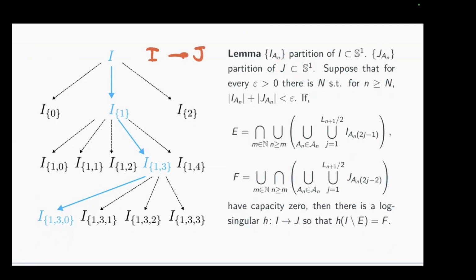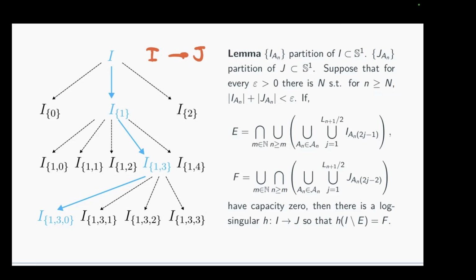And the conditions that are needed are the following. So suppose that the length of the intervals decrease, and this will be needed in the proof when we prove that the maps that we will get are continuous. If this set and this set both have capacity 0, then we can find a log singular homeomorphism so that the image of the complement of the first one is the second one. And since this formula is long, let me explain what it basically says.